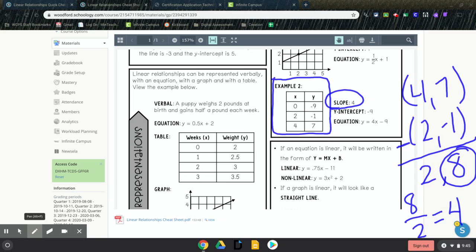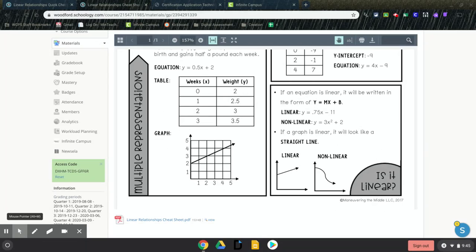Your y-intercept, if you'll remember, is wherever x is 0. So when x is 0, y is 9. So then you write it, y equals 4x, that's your m, minus 9, which is your y-intercept.